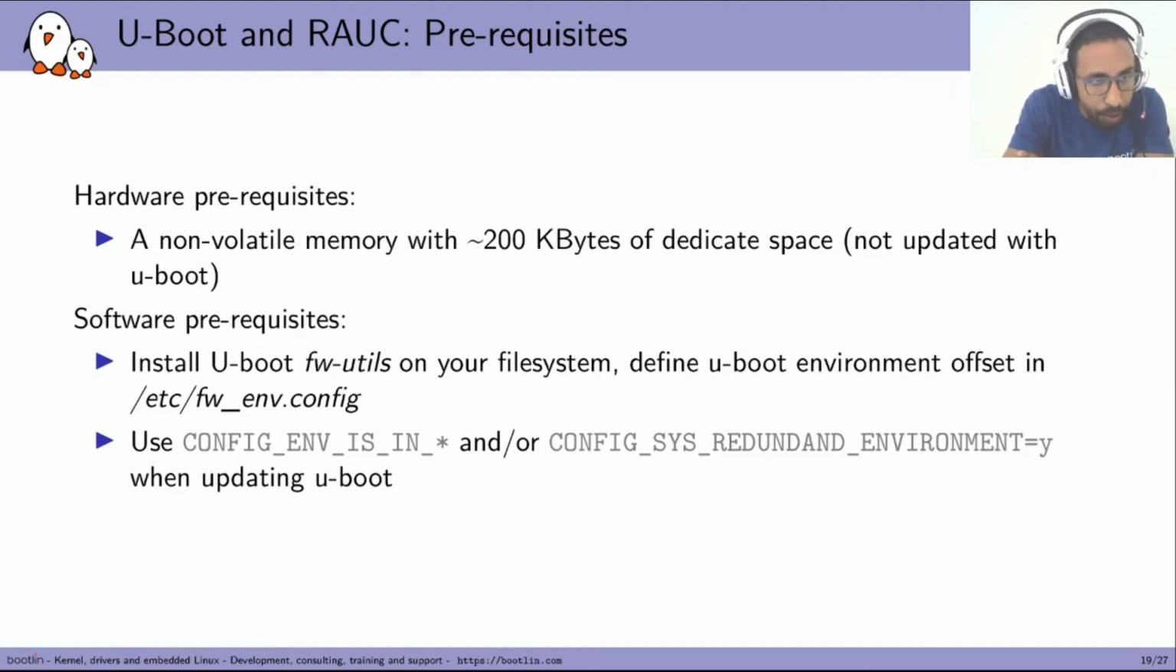So now with U-Boot, this is slightly the same prerequisite. You also need a non-volatile memory, and you will also have to install some user space tools. Here it's the firmware utils, and you will have to define a location for the U-Boot environment variables, so that RAUC can access them from the user space to update its slots, the slots counters and the boot order that we will see later.